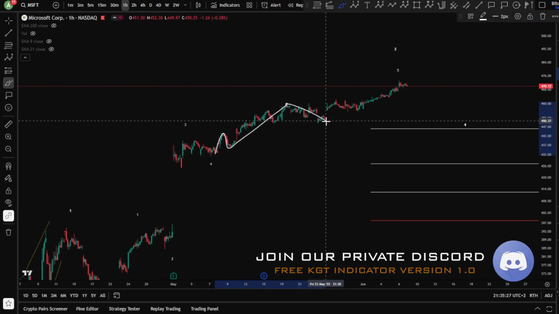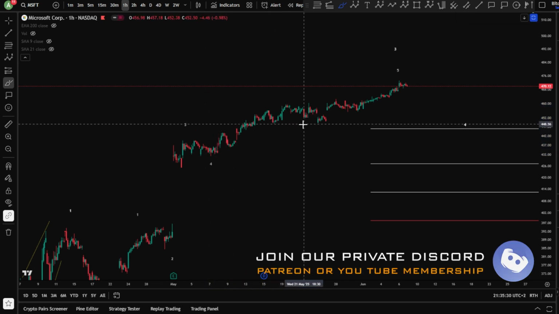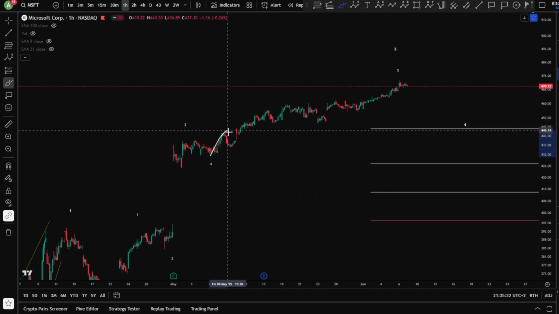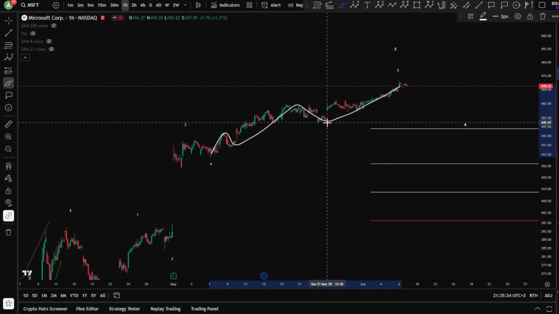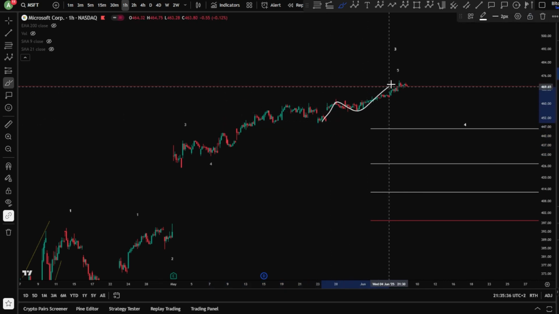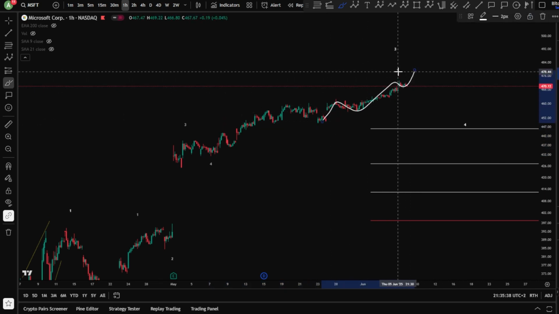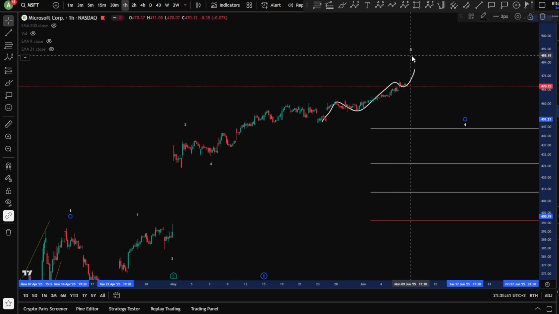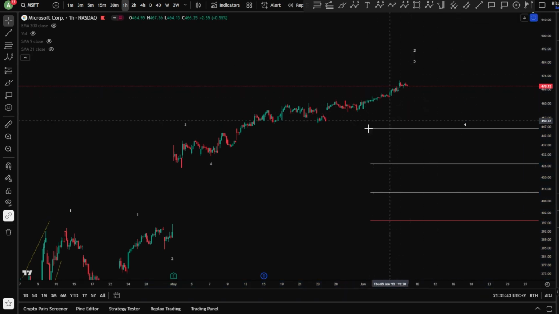This is an impulse finished. Wave 4 did not interfere with zone 1, so everything is perfect, I would say. So 1, 2, 3, 4, and a 5. The wave 5 is 1, 2, 3. Maybe one more leg toward the upside would be preferable, of course, to make this impulse much more remarkable.